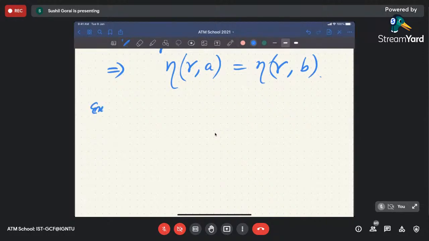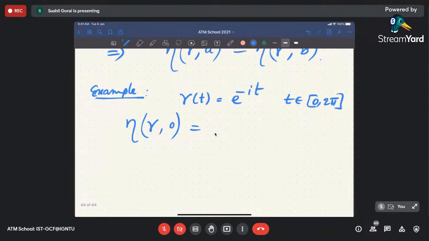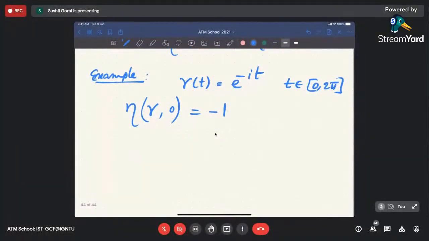Example of the winding number. So consider gamma(t) to be e to the power minus it, t in 0 to 2 pi, right? So what would be the index of gamma at 0? Winding number of gamma with respect to 0? 1? Is it 1? Minus. Yes, minus 1. It's an exercise. This is a useful exercise.